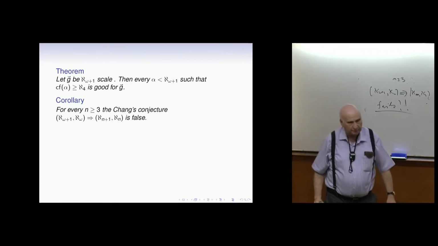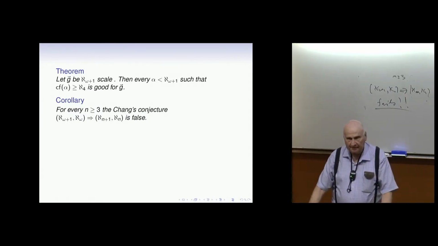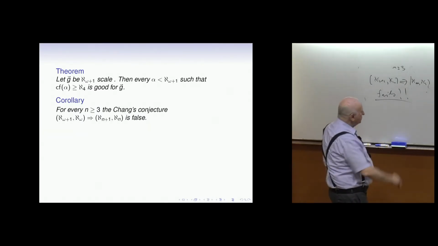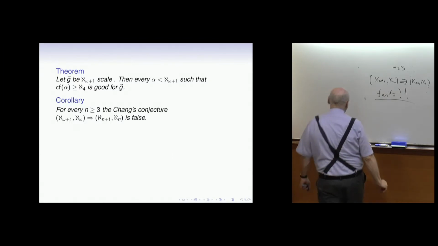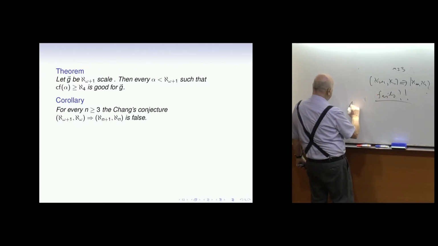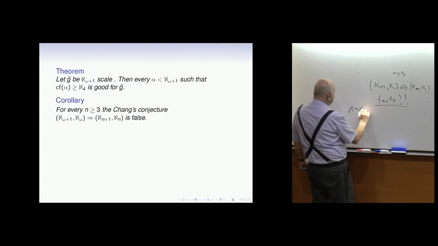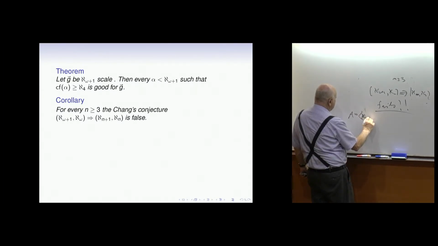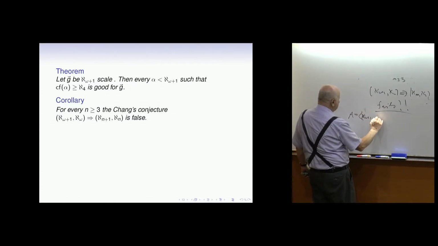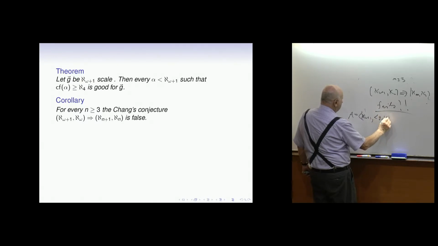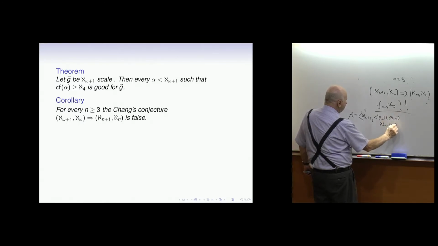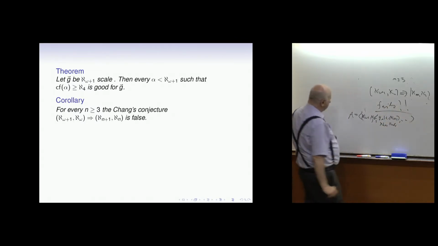It cannot be true. Why is that? Well, you just use this fact. Namely, take your structure A to be essentially something which codes Aleph Omega plus 1, and something which essentially codes the scale, less than Aleph Omega plus 1. This is the Aleph Omega plus 1 scale. And let's say Aleph Omega here, and some other set theoretical things.